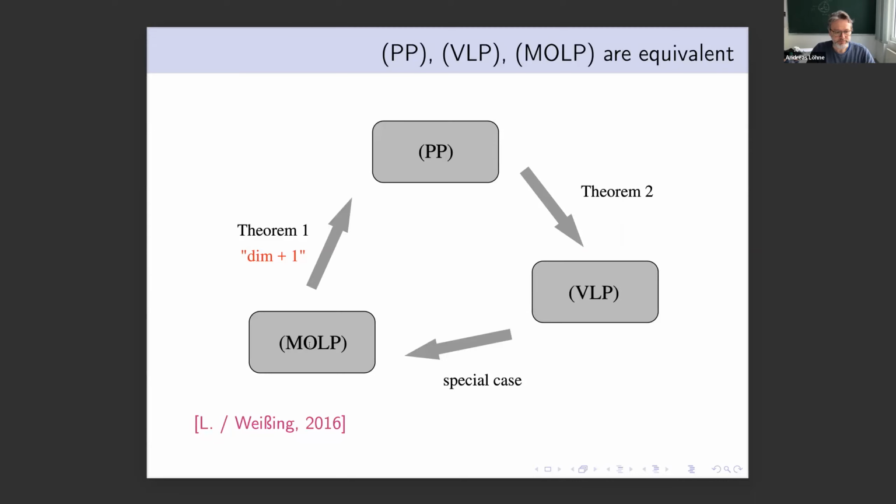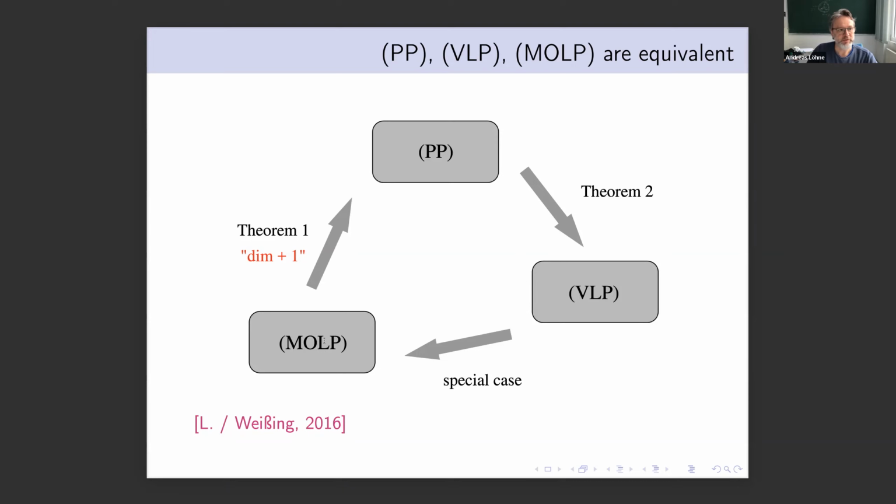This means in order to solve a polyhedral projection problem, we can use a multiple objective linear programming solver, and we have to add one more dimension, or have to increase the dimension by 1. So by the second theorem, we can solve vector linear programs if we can solve polyhedral projection problems. And of course, multiple objective linear programming is a special case of vector linear programming. Just use the natural ordering cone.